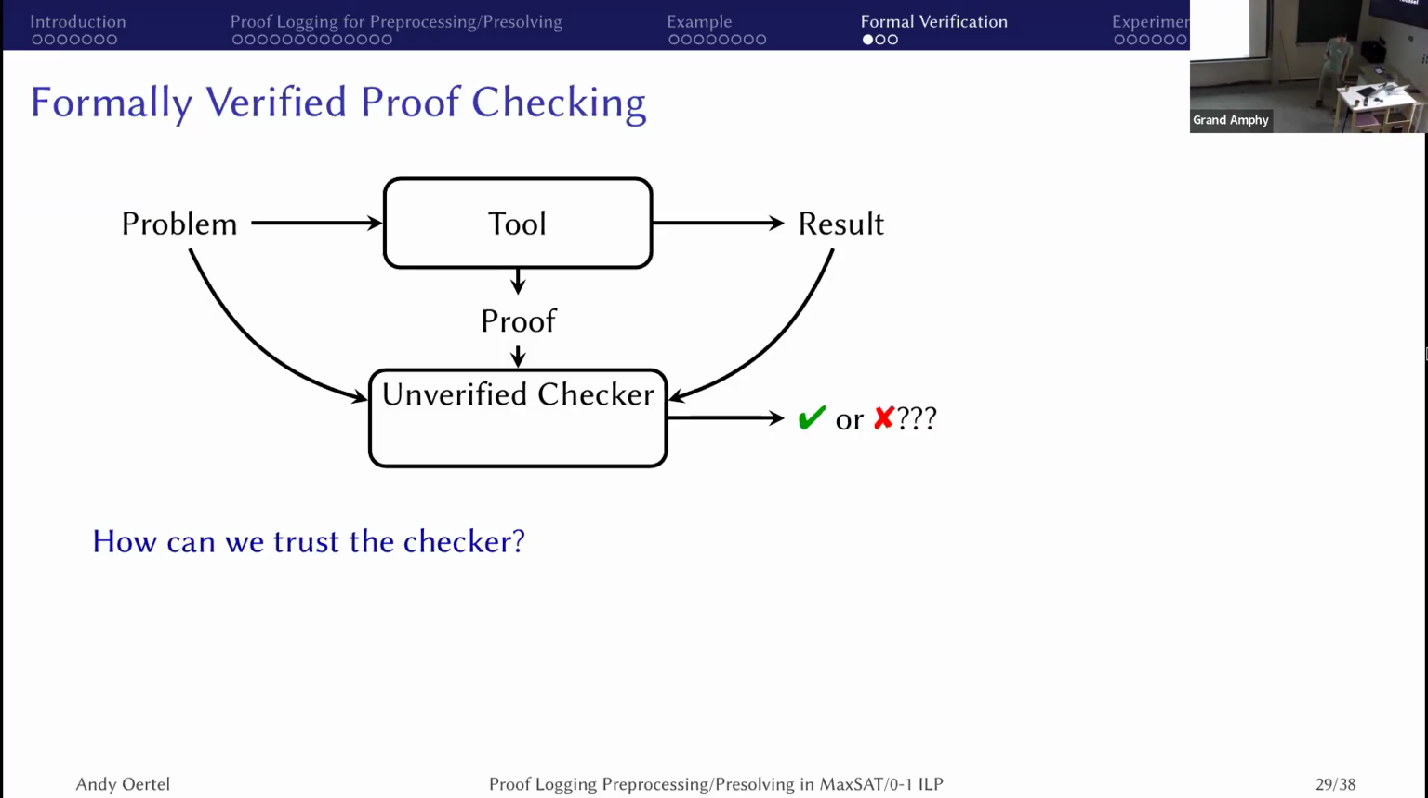So, of course, why should we trust the result, the proof is correct, that the checker returns to us. And the idea, of course, would be to have a formally verified checker here. But the issue is that then we have a very restricted proof format, which we want to avoid. We want to have it as easy as possible for solver authors to integrate proof logging into their solvers.